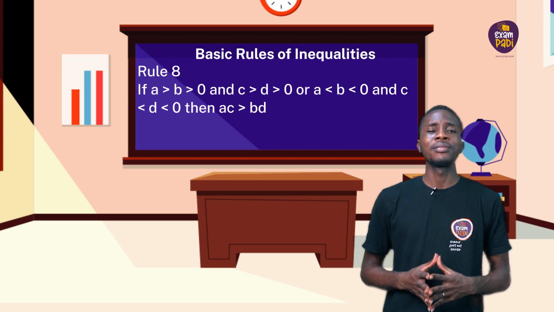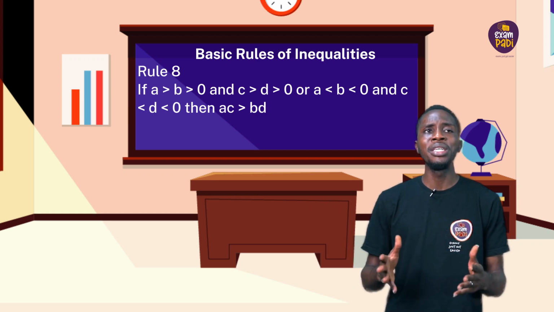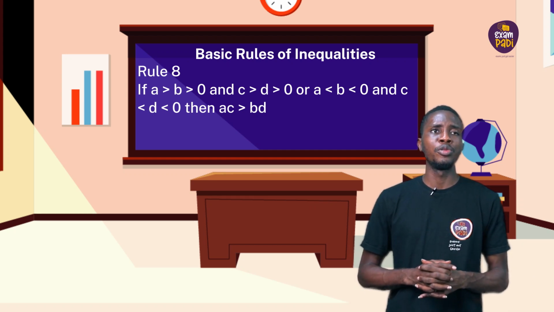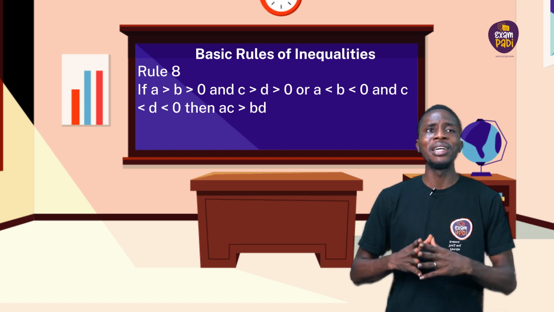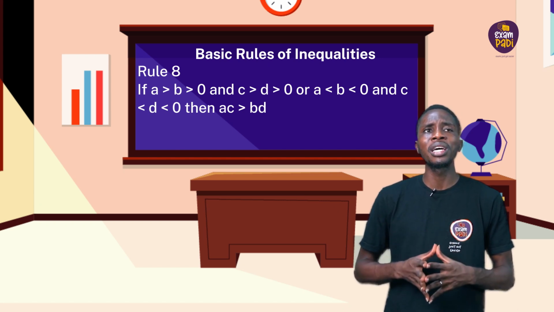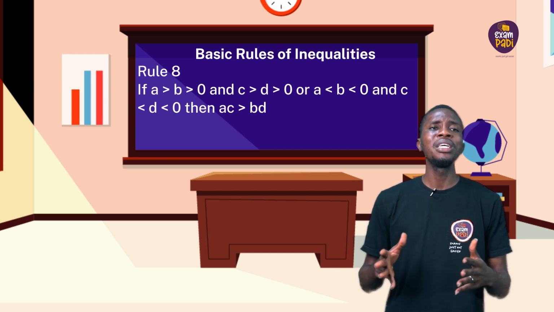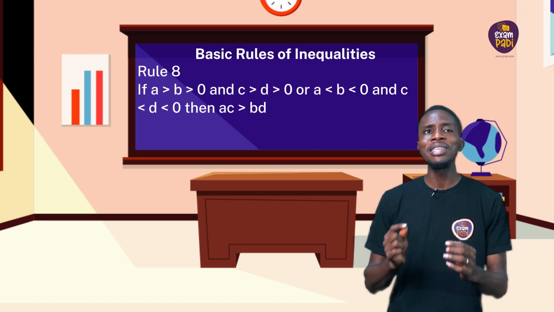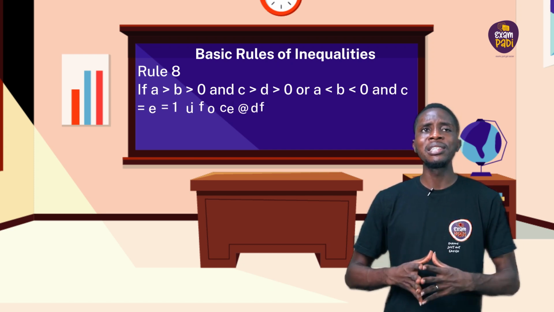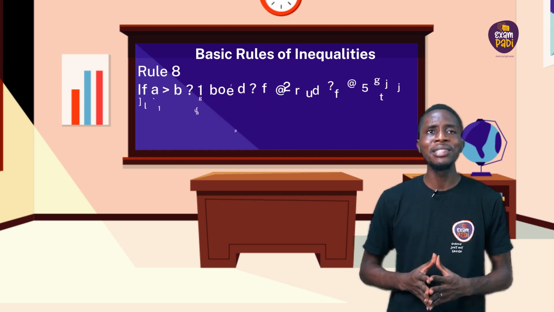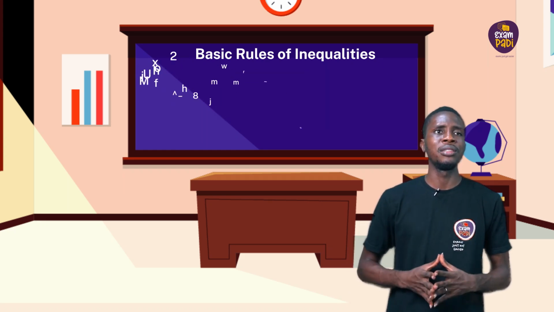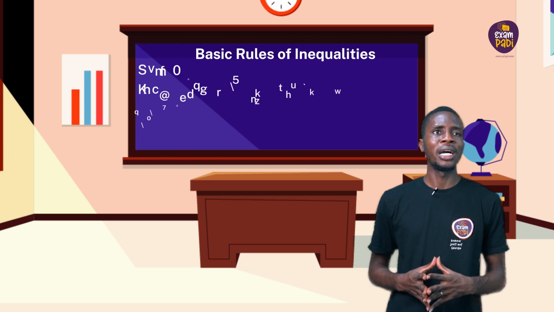Rule number 8. If A is greater than B and B is greater than 0, and C is greater than D and D also is greater than 0, or A is less than B and B is less than 0, and C is less than D, D is less than 0, then AC is greater than BD. Rule number 9.